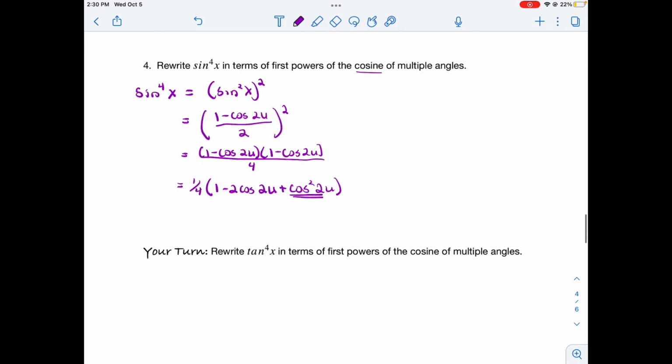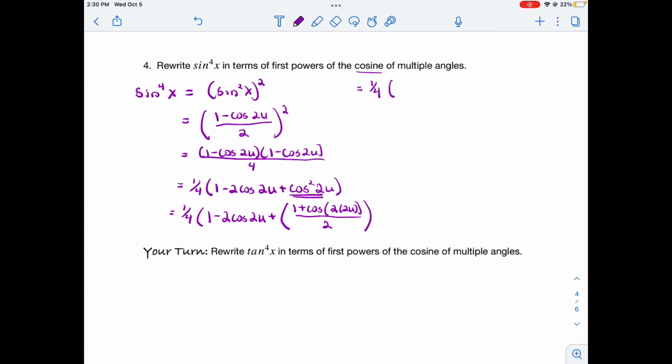I end up with another double angle, and I want it as a first power. So I need to replace that cosine squared with our power reducing formula for cosine. I made a mistake there. So I need to replace this. So I'm going to do 1 plus cosine of 2 times my angle, but my angle this time is 2u, so that's actually a 4u. So be careful when you're substituting that in, because our angle in this case was 2u.